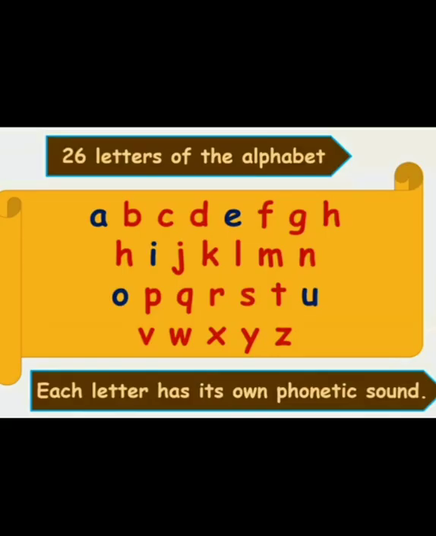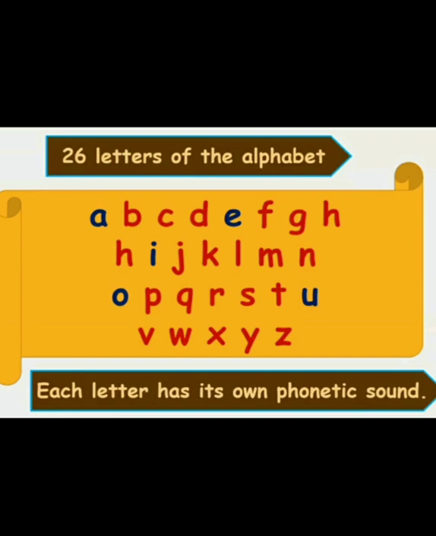There are 26 alphabets in the English language. Do you know that? Each alphabet has its own phonic sound. A, E, I, O, U. These five alphabets are known as vowels. The rest of the letters are known as consonants.